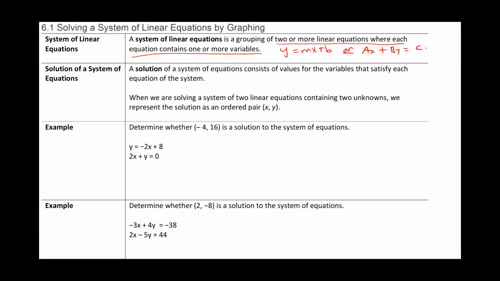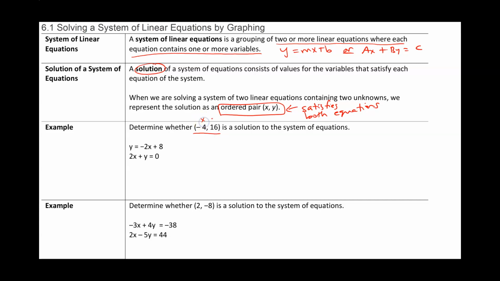by equals c. Now, a solution to a system of equations is values for the variables that satisfy each equation of the system. Okay, so a solution, in short, is an ordered pair x, y. So this is an ordered pair x, y, so that when you plug it in, this pair satisfies both equations. And by satisfy, I mean when you plug them in, in both cases, the left side and the right side are equal. So for example, determine whether negative 4, 16 is a solution to the system of equations.